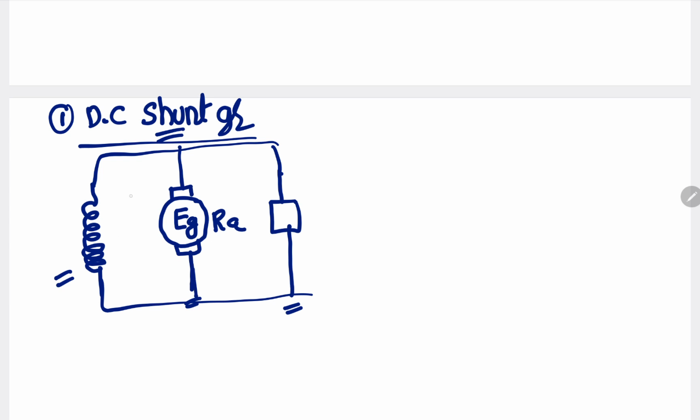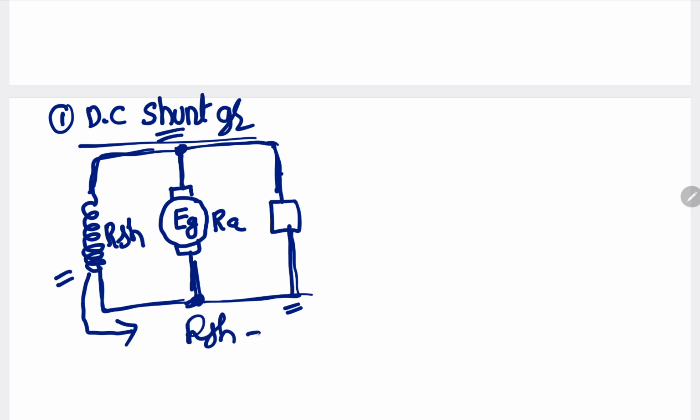Parallel means the first ends of all three are connected at one common point, and the second ends of all three are connected at another common point. This type of connection is known as parallel connection. Here the field winding resistance is RSH. How is the shunt field winding designed? Shunt field winding is designed with more resistance. Why more resistance? RSH should be more. If RSH is more, less current flows through the field winding and more current will flow through the load.